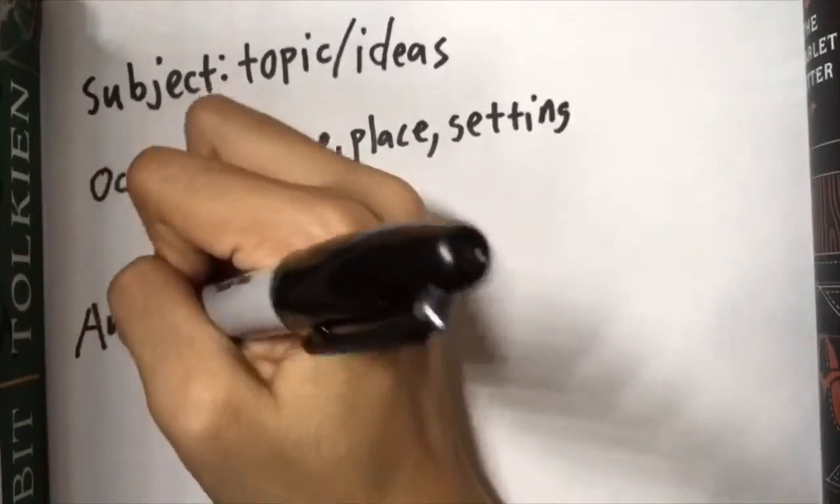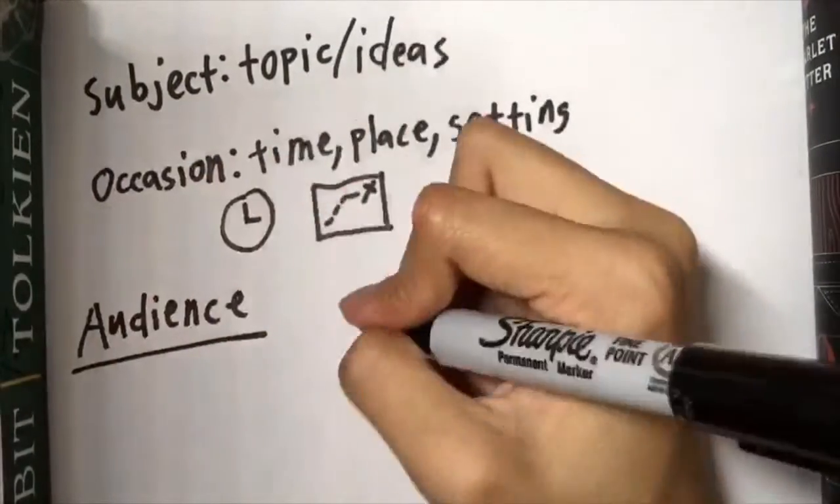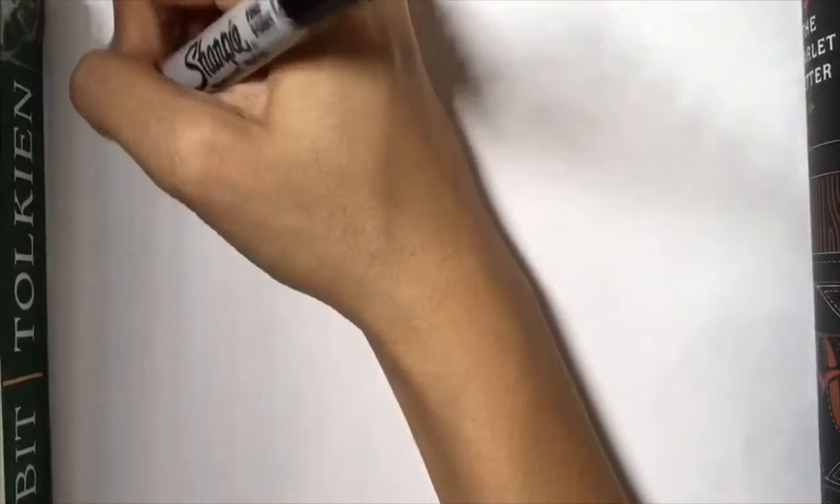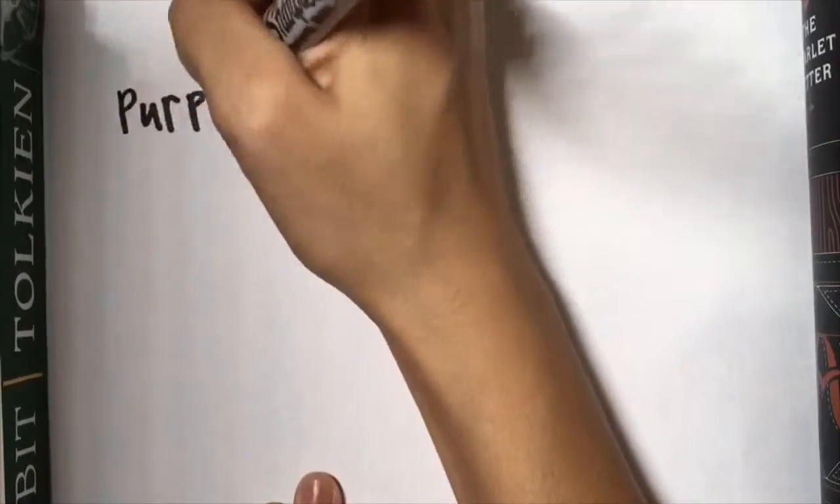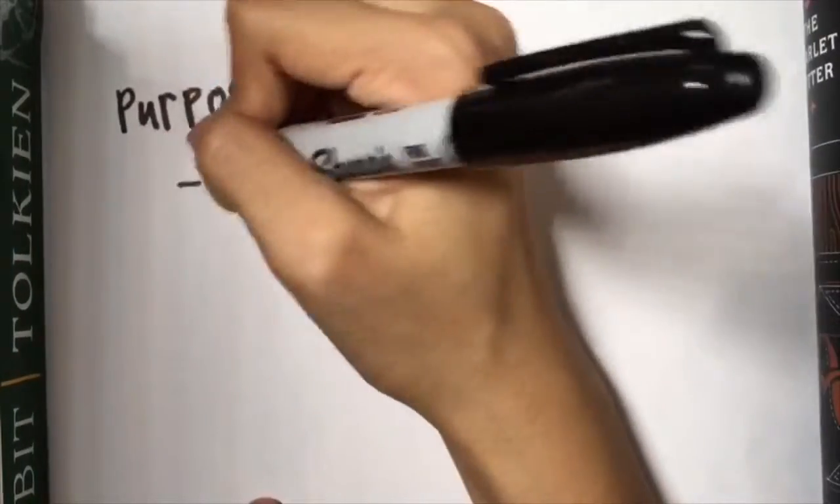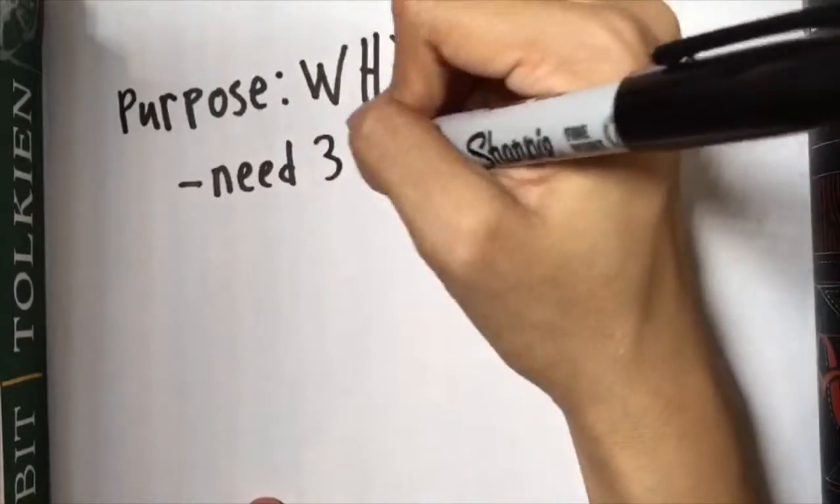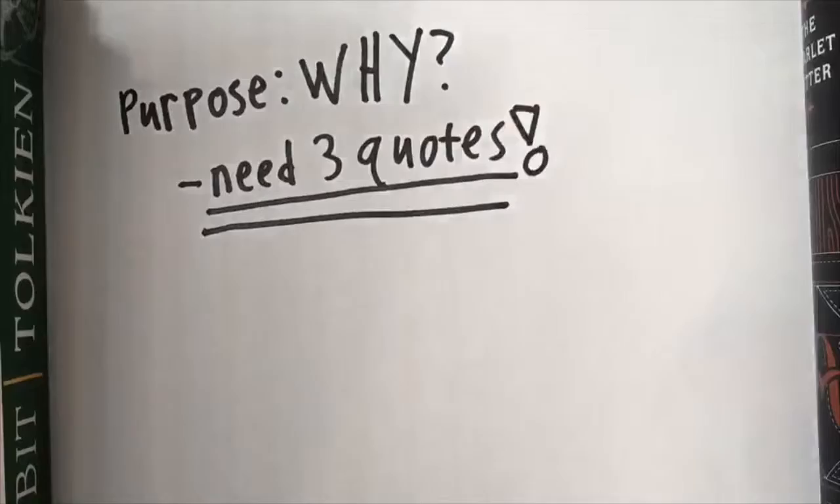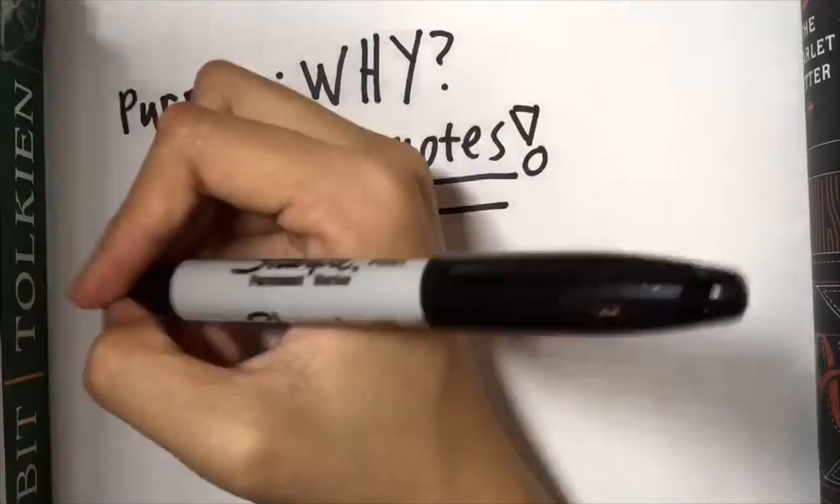Next is the audience. Who is the audience, and to whom is the piece directed? Who's listening to your speaker? Next is the purpose. What is the purpose or reason this piece was written? Or why? You need to find at least 3 quotes or evidence to support this. Trust me, rule of 3 is a big one.